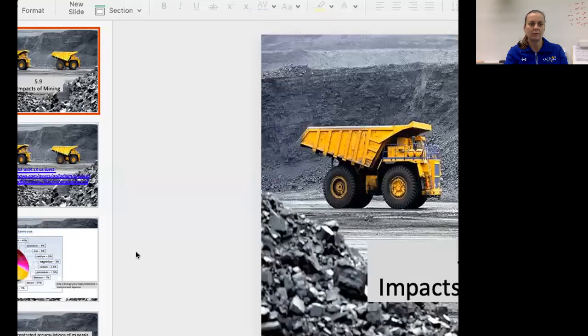Hey guys, we're almost to the end of Unit 5, and it's time to talk about one more way that we use land, and that is mining. So let's go ahead and jump into our PowerPoint and talk about some of the ways that we mine, as well as some of the reasons that we mine.